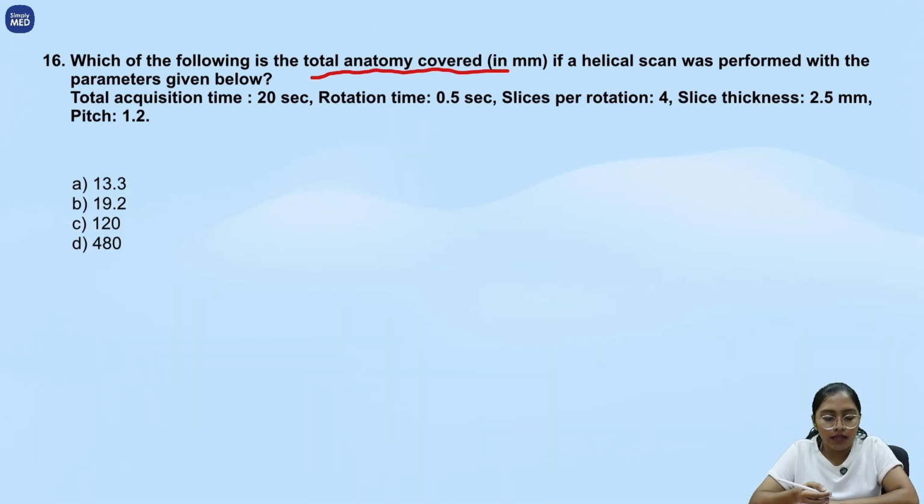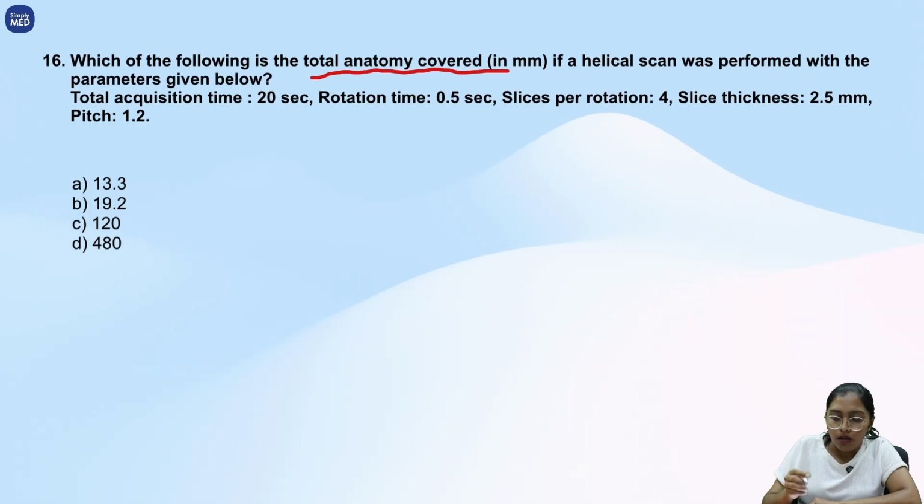The parameters given are: total acquisition time is 20 seconds, rotation time is 0.5 second, that means the time taken for one rotation. Then slices per rotation is 4, slice thickness is 2.5 and pitch is 1.2. So the parameters are given. We have to find out the total anatomy covered in this.